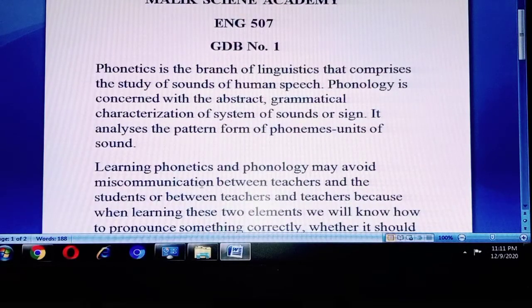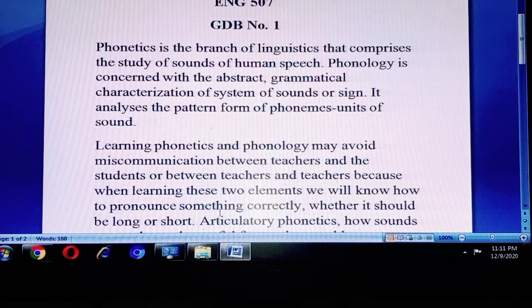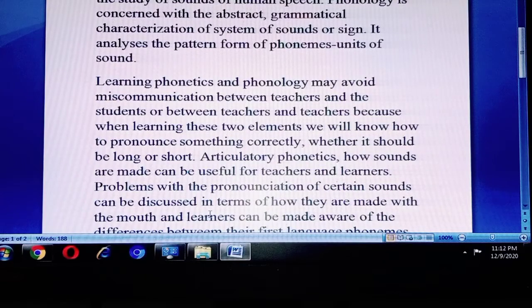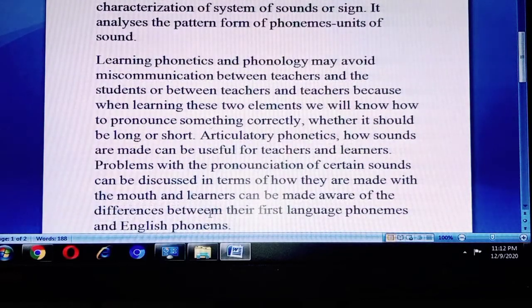Learning phonetics and phonology may avoid miscommunication between teachers and the students or between teachers and teachers, because when learning these two elements we will know how to pronounce something correctly, whether it should be long or short. Articulatory phonetics, how sounds are made, can be useful for teachers and learners. Problems with the pronunciation of certain sounds can be discussed in terms of how they are made with the mouth, and learners can be made aware of the differences between their first language phonemes and English phonemes.